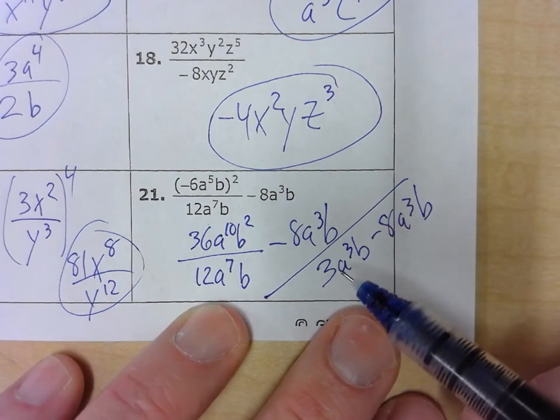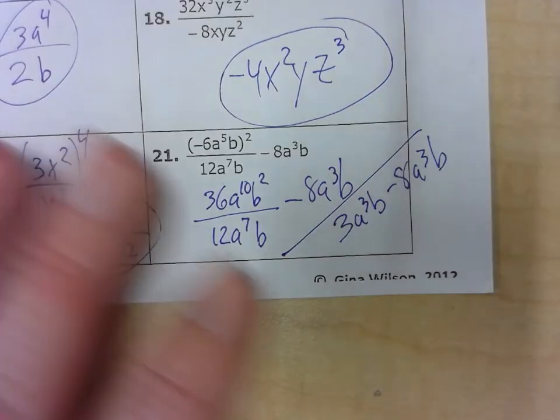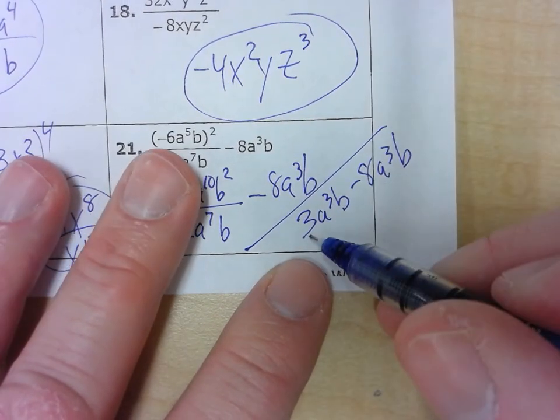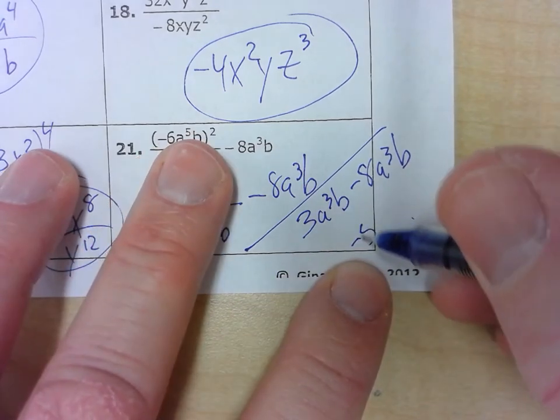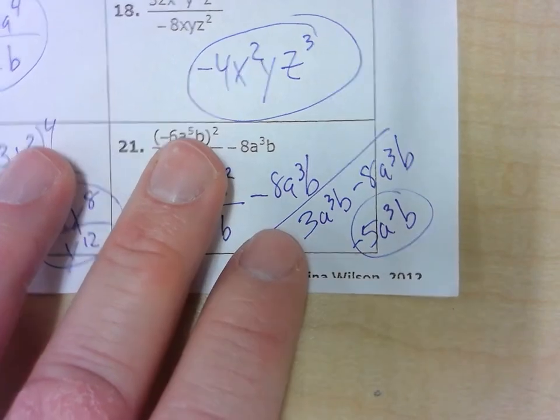So those are now like terms, just like the very first one. If you're with me for the very first one, those are like terms. So we change the coefficients. 3 minus 8 is -5. A to the 3rd b. And that does it.